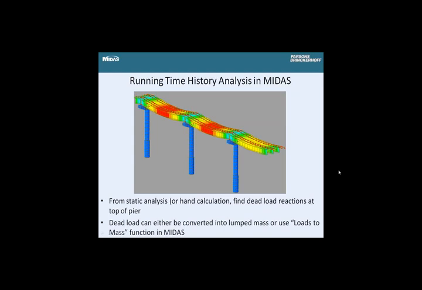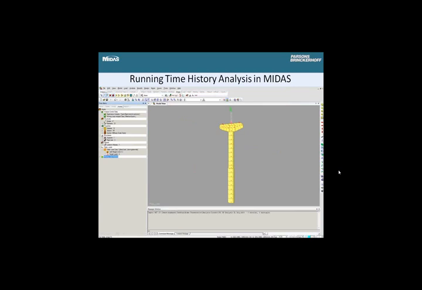Okay, so we can do this either by hand calculation or we can just run a static analysis in our Midas model. And from there, we can either convert that into a lumped mass and place it at the centroid of the superstructure, or we can use the loads to mass function, which is in Midas. That's what I'm doing right here. You can see that's the load from my superstructure, and then the loads to mass more or less turns that into a lumped mass that can be used to be placed at the centroid of your superstructure.